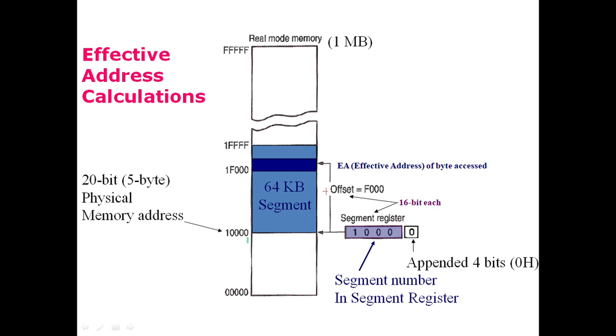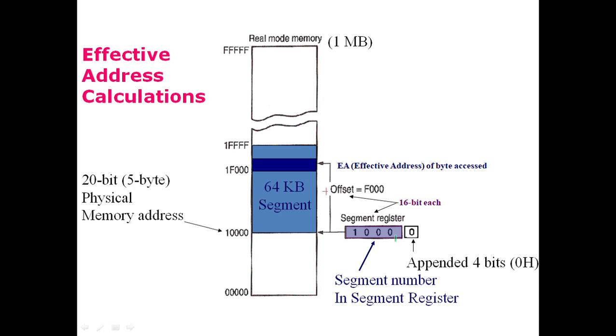Now, to get to a specific location or byte inside this segment, we take an offset address that gives the actual effective address inside this segment. In this example, let's suppose the offset address is F0, 0, 0. This offset address is added to the starting address of the segment, and as a result we get 1, F, 0, 0, 0, and this is the effective address of the byte to be accessed. So the effective address for any segment is calculated using this method.